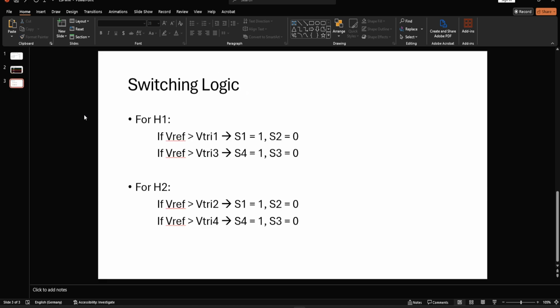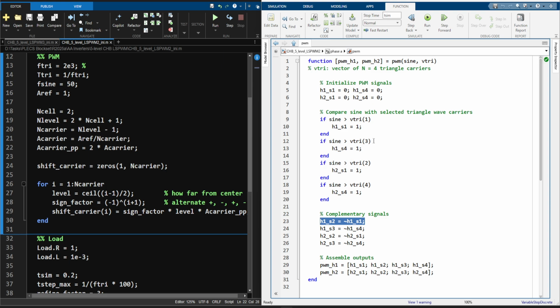The switching logic, let's have a look again. So this is for H1, the bridge H1. I compare with triangle 1, which we just saw. In the second case, we compare to triangular wave 3, which is exactly seen here. So if sine is greater than triangular 3, we have S4 equal to 1. And if S4 is equal to 1, S3 is the complement of it. Now it continues similarly with the PWM generation for bridge number 2. And similarly, also here the complement of the switches.